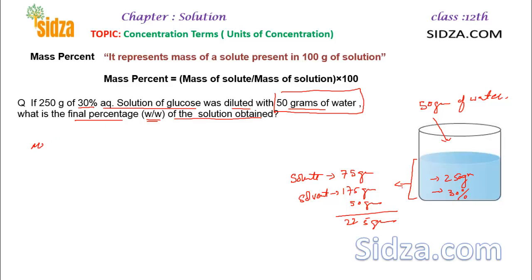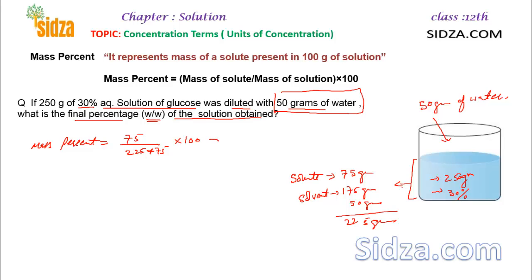So now we can find the percentage. We can say the mass percent of the solution will be equal to weight of solute. How much is the solute? It is 75 grams. So 75 by 225 plus 75. This is the total weight of solution, correct?